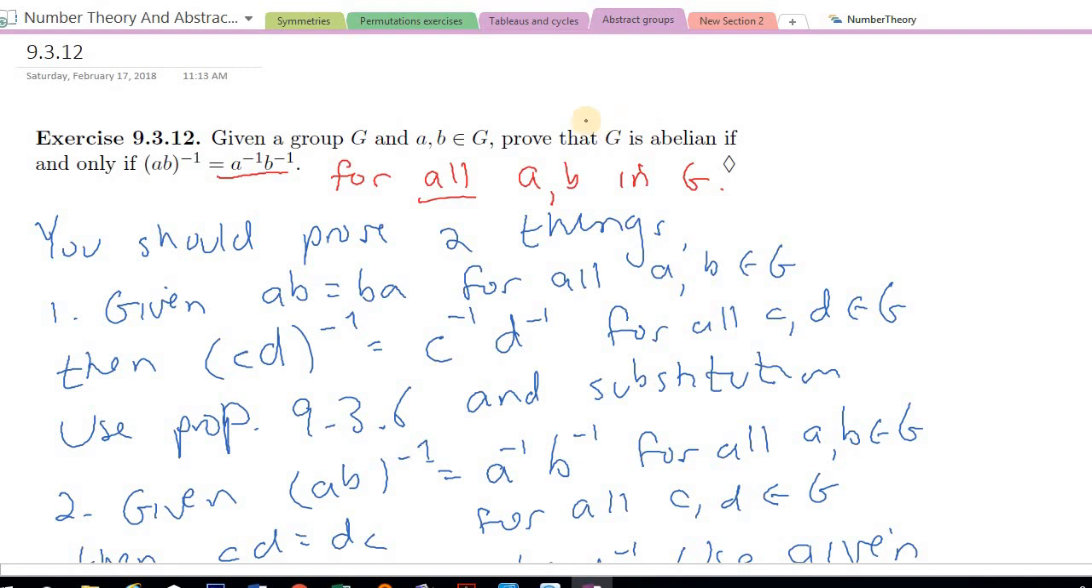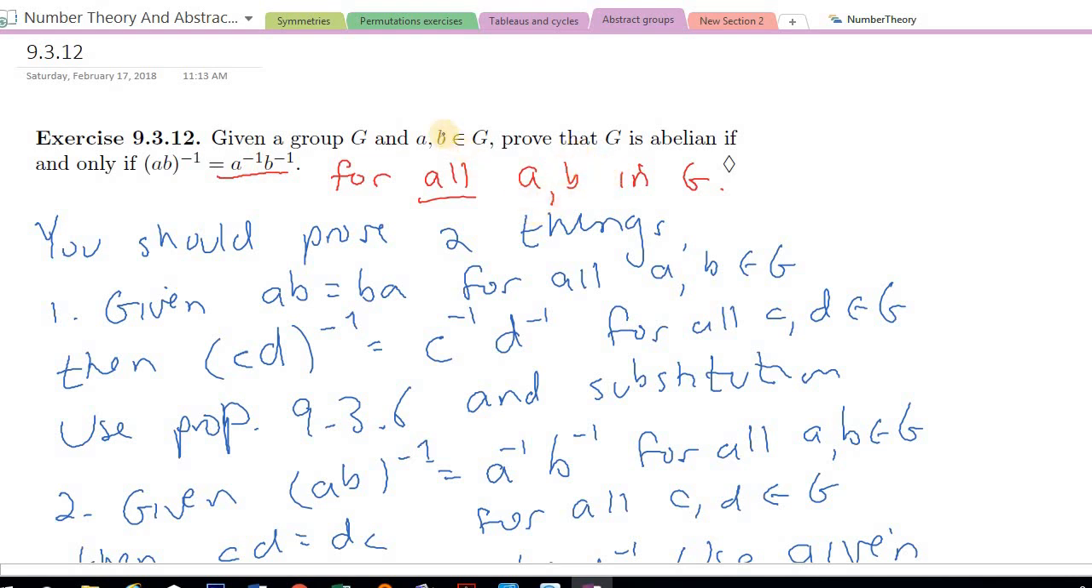All right, next one I'm looking at is 9.3.12, and you should add on your submission that the problem statement is incomplete. What it should say is, given a group G and a and b elements of G, prove that G is abelian if and only if (ab) inverse equals a inverse b inverse for all a, b in G. You can't just show that G is abelian if this is true for one pair a, b in G. This has to be true for all pairs a, b in G.